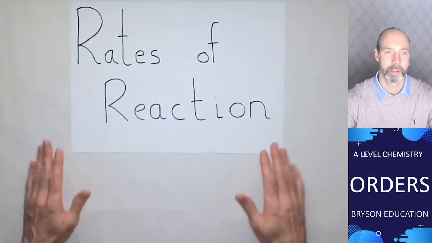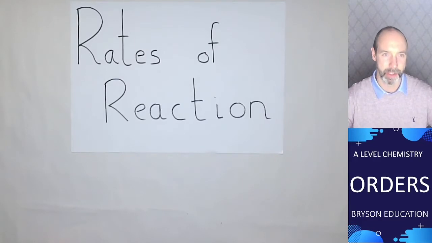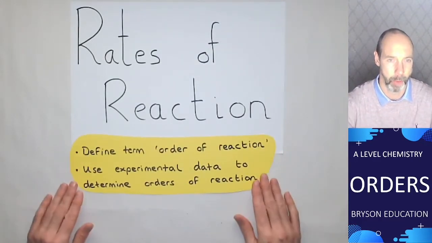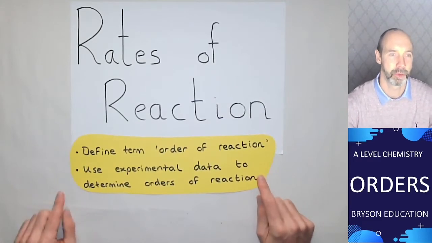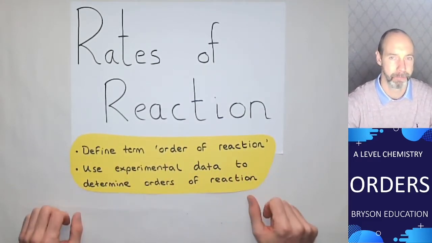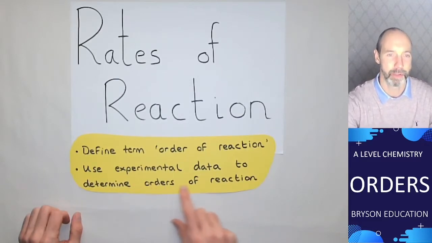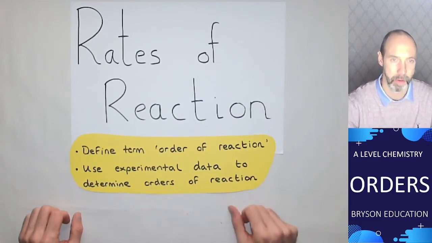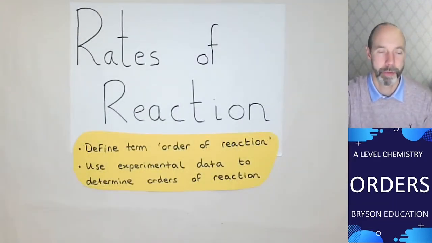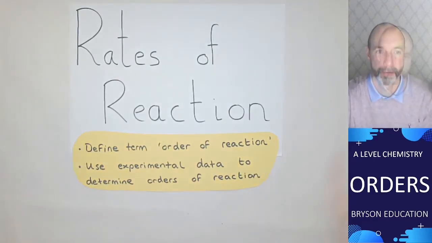So this is a rates of reaction video, and it's actually lesson 2 in the series. So if you haven't watched video 1, go back and watch it. And this video is going to cover a definition of the term order of reaction, and we're going to look at how we use experimental data to determine orders of reaction. So we'll start with some prior knowledge stuff, and then eventually we'll move on to some fairly difficult exam questions, so make sure you stay tuned to the end.